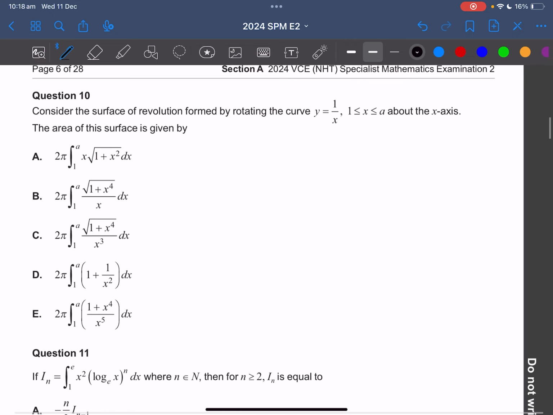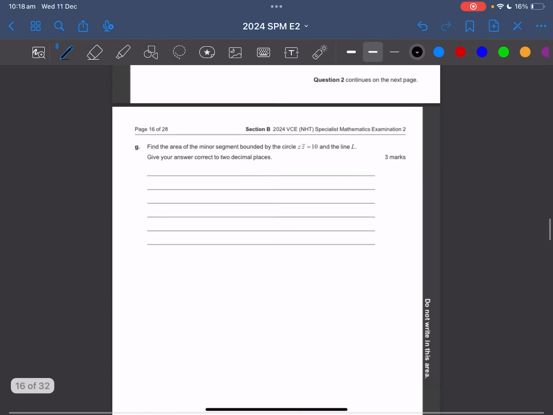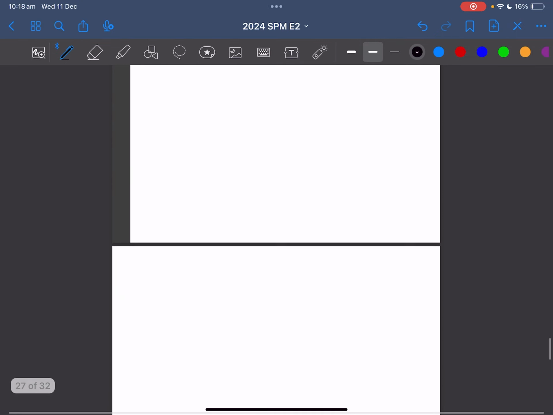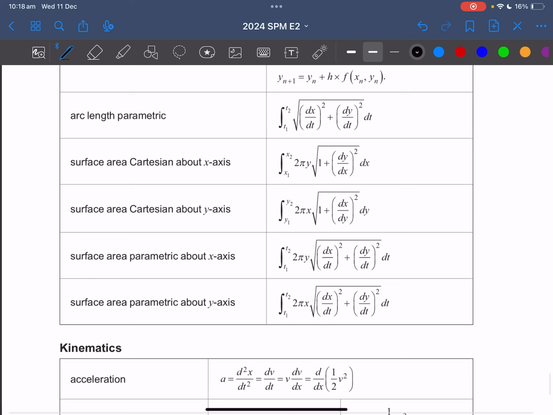So consider the surface area of the revolution formed by rotating the curve y equals 1 on x for x between 1 and a about the x-axis. The area of the surface is given by, well, we can just apply the formula, right? So let me bring the formula sheet up. So what is our formula for this? Okay, so we are rotating about the x-axis, so we will have 2 pi y times the square root of 1 plus dy/dx squared.